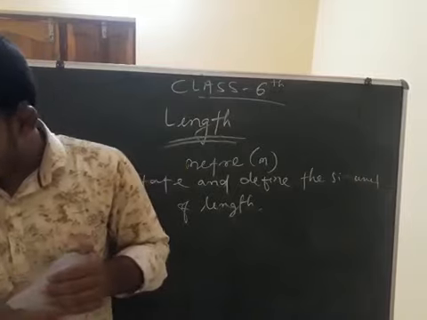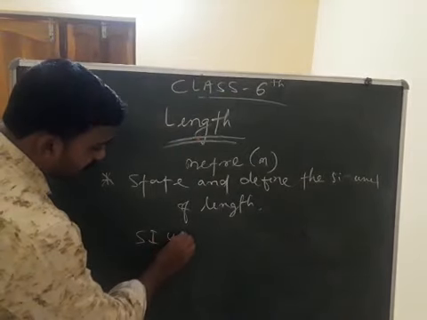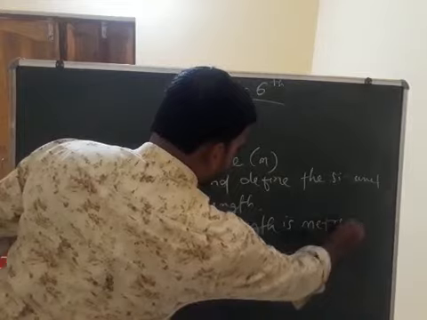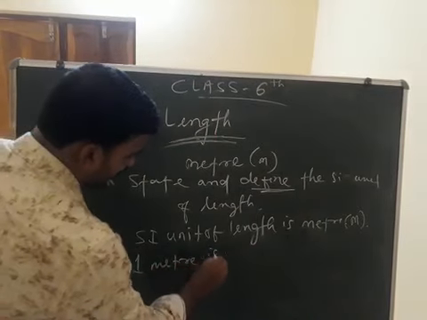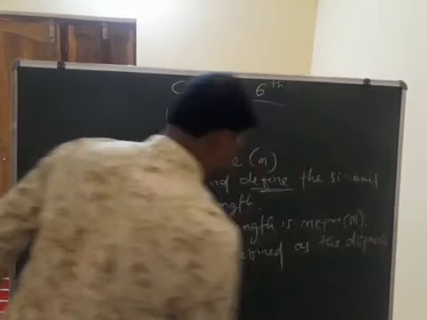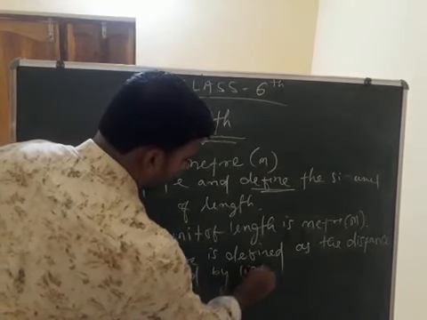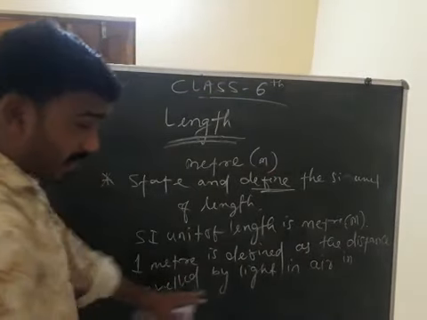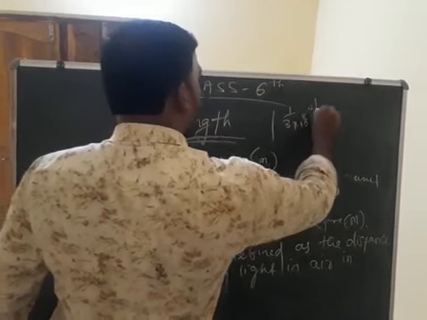1 meter is defined as the distance travelled by light in air in 1 by 3 into 10 to the power 8 of a second. The SI unit of length is meter, or you can write m also. Now define: 1 meter is defined as the distance travelled by light in air in 1 by 3 into 10 to the power 8 of a second.